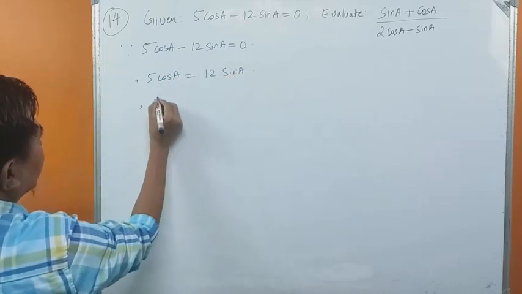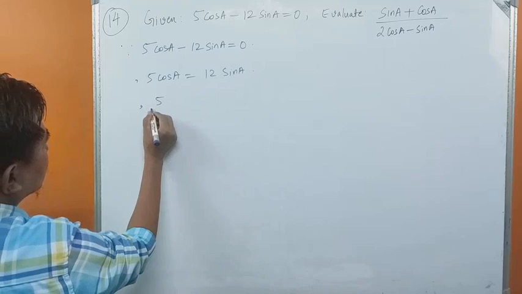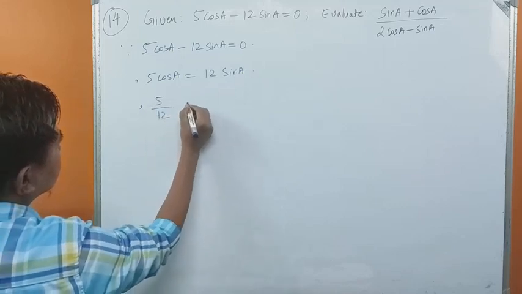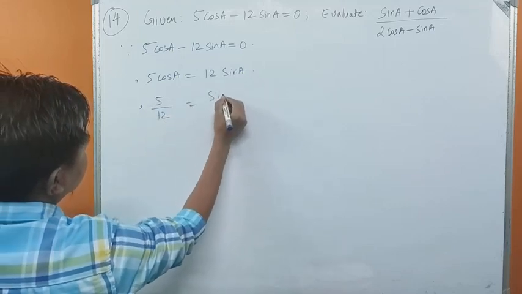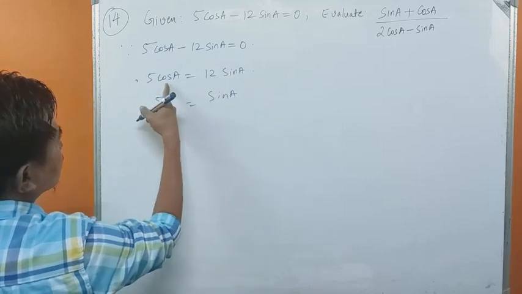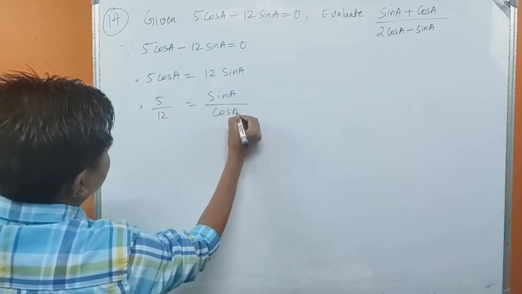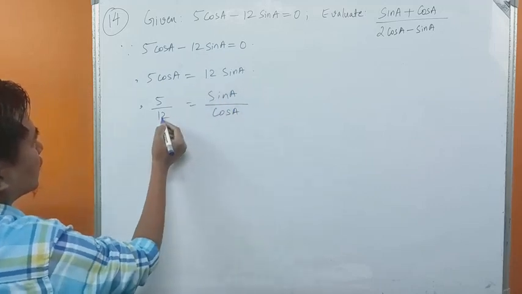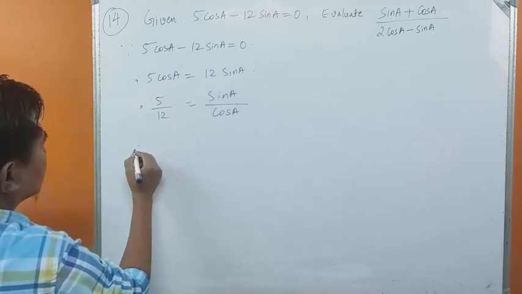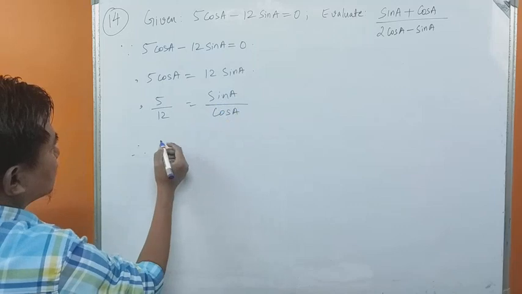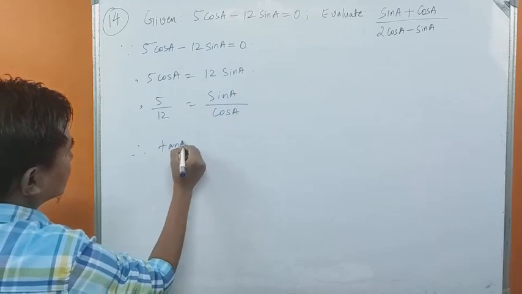Now we have 5, let us bring this 12 to the denominator here. 12 equals sin A, which is already on the right hand side. We take this cos A to the denominator by cross multiplication, okay? Cos A. This 12 comes down here, this cos A goes down. Therefore, sin A upon cos A means tan A, isn't it?